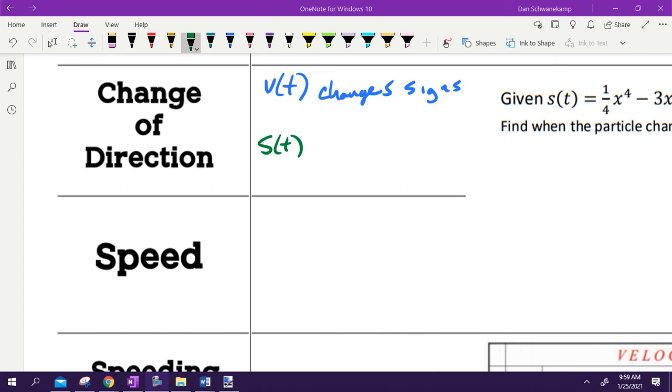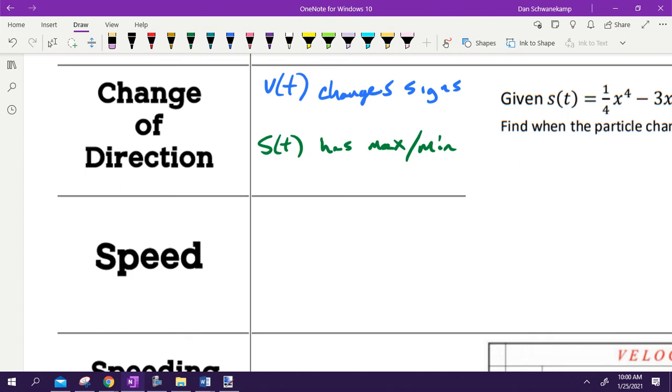S of t has to have relative extrema, a max or a min. Because think about it. If velocity changes signs, velocity is the derivative of position. It's the slope of position. So I want the slope of position to change signs. That happens at maxes. The slope is going from positive to negative, or minimums, negative to positive. We don't see that very often.